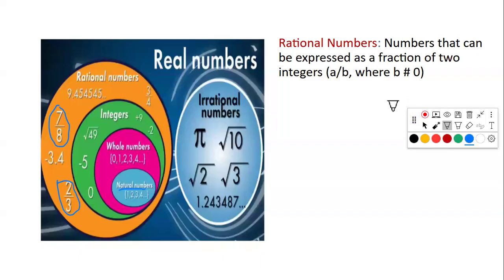So rational numbers are numbers that can be expressed as a fraction of two integers, a by b, where b is not equal to 0. What happens if b is equal to 0? Can anybody tell me? A by b and b equals 0. So what do you say? Any number divided by 0. Generally asked as interview question.